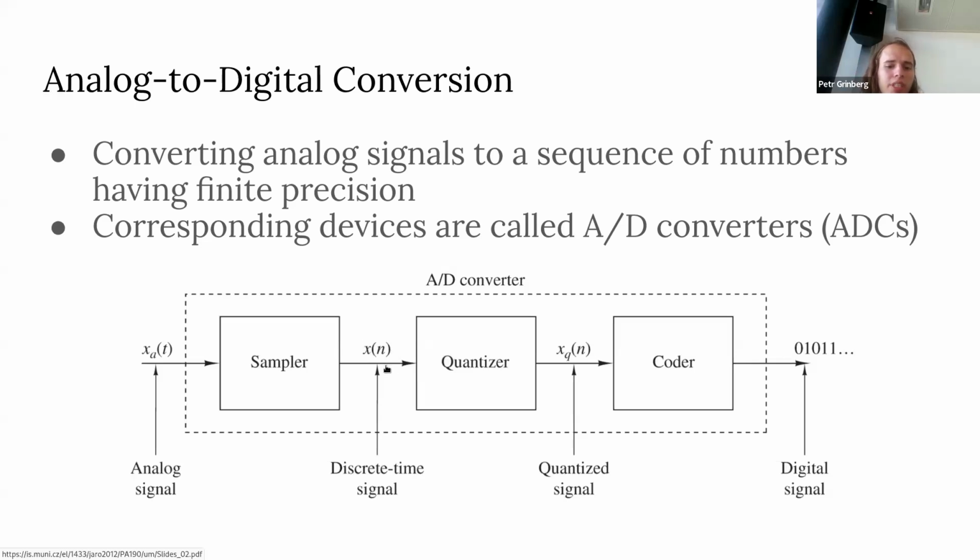Given this discrete time signal, usually there is a quantizer that creates some floating point numbers that we can actually store in our computer, and a coder will convert it to binary format, so the computer will know how it works. We can ignore the quantizer and coder today and just look at the sampler.